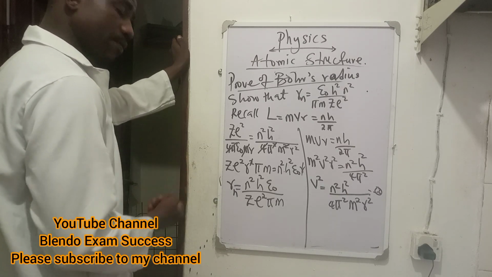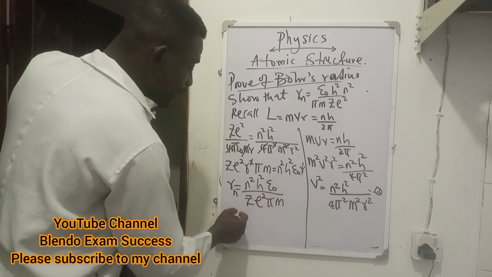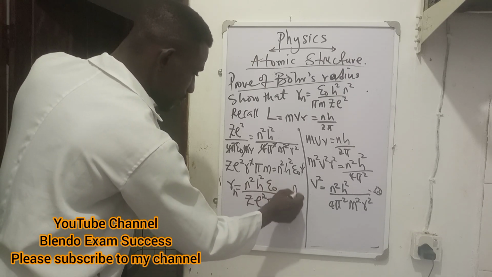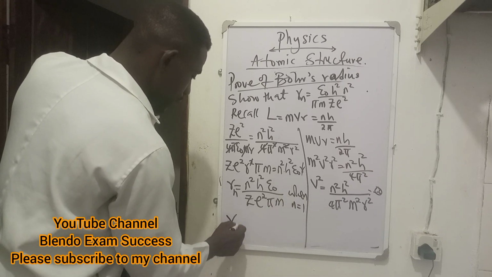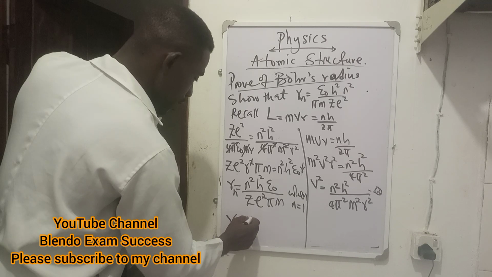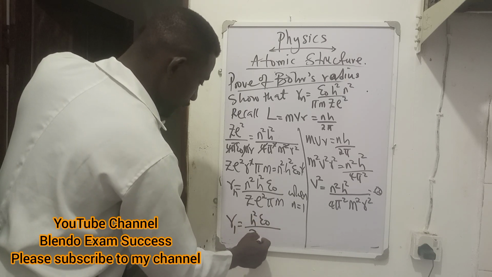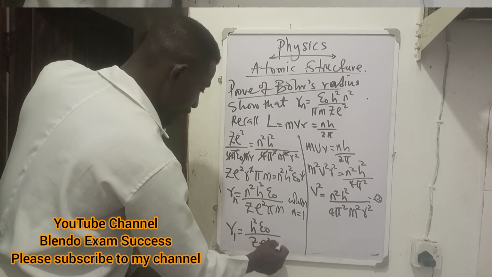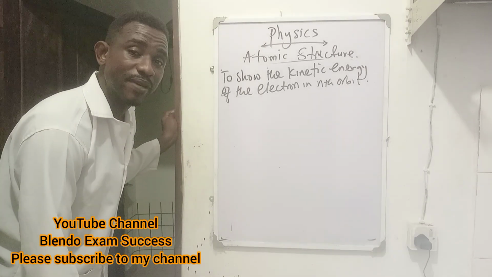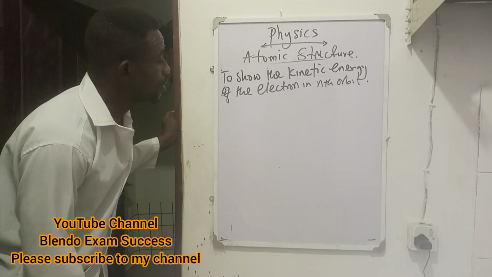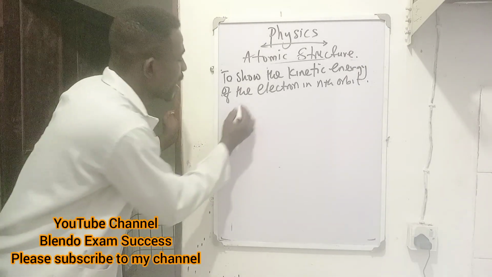I know the atom has orbit. So if this is the radius of the atom, for the first orbit, when n is equal to 1, we have r1 equal to h squared epsilon naught over Ze squared pi m. To prove the kinetic energy of the electron in nth orbit, to show the kinetic energy of the electron in nth orbit, we go again.